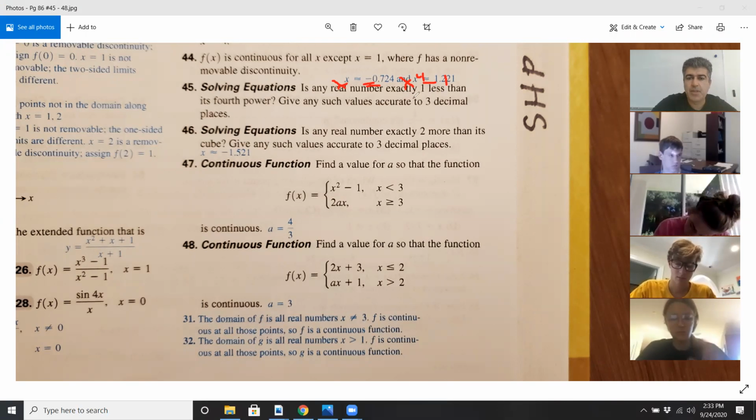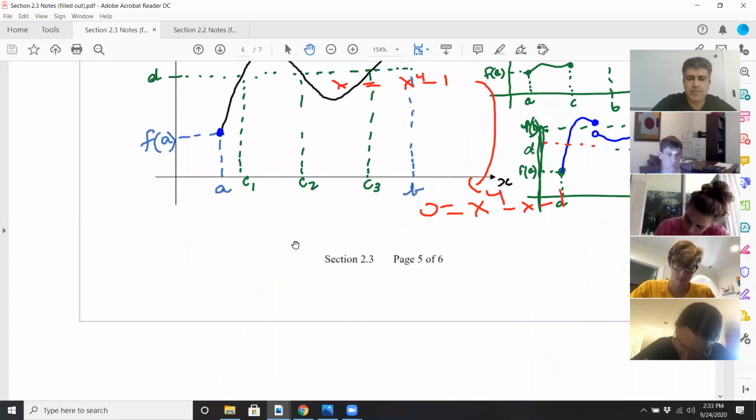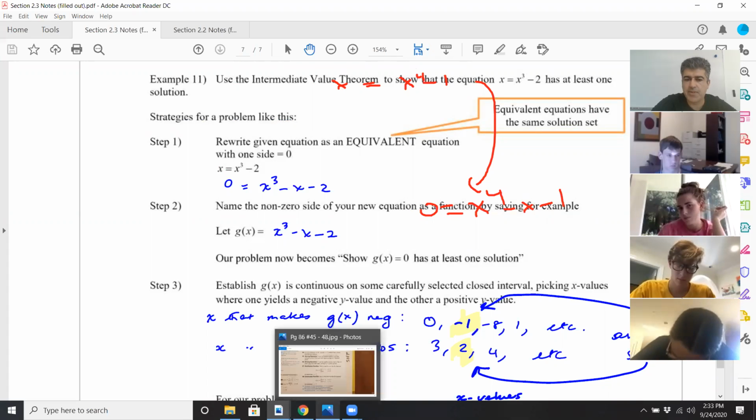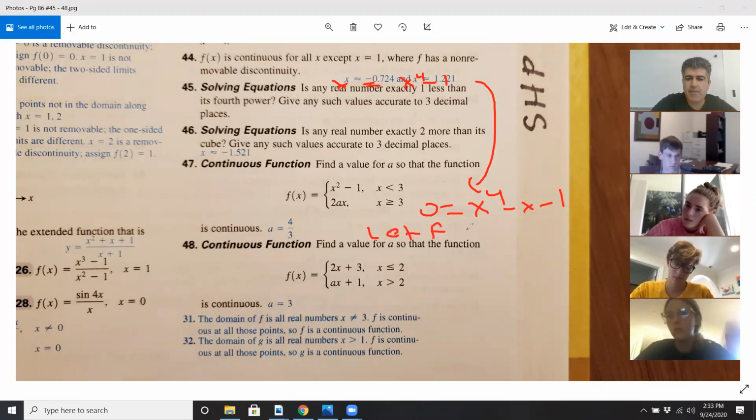There we go. Now what you need to do is put all terms on one side. And I do that in the notes as well. You have your equation, put all terms on one side. That way you get 0 on the other side. Then you're just going to, kind of a formality, let f of x equal your expression.